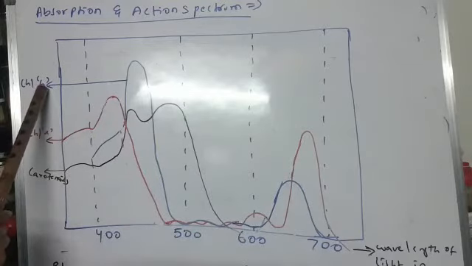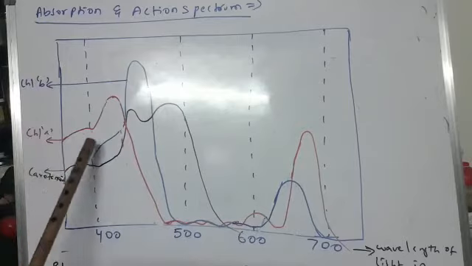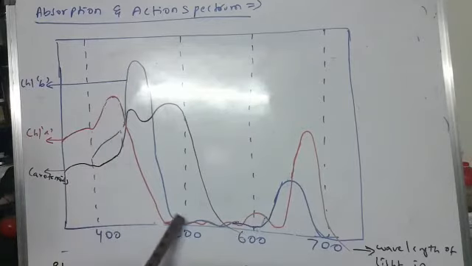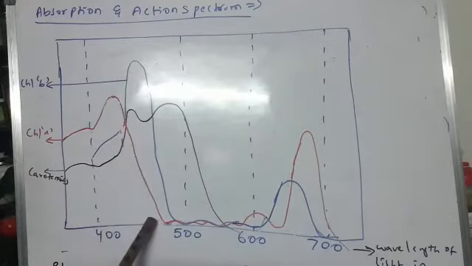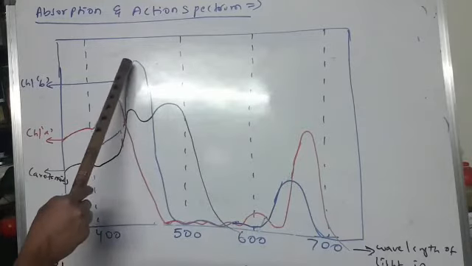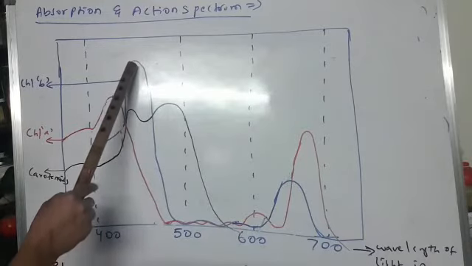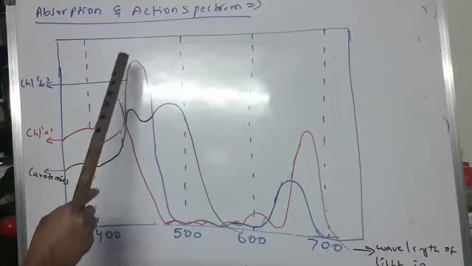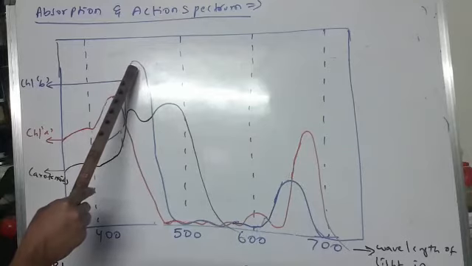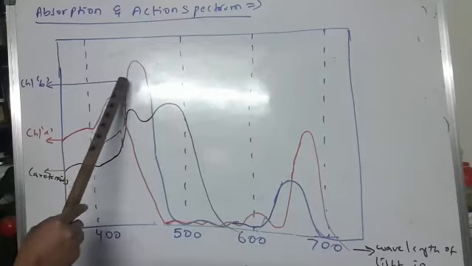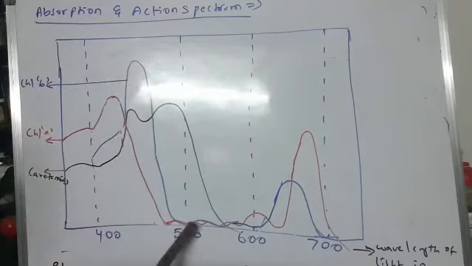Next, chlorophyll B. I have highlighted chlorophyll B with this blue color marker. Which wavelength of light is chlorophyll B absorbing? Again blue light. It absorbs the blue wavelength of light, and that is why we can highlight a peak here. So more blue light it can absorb. There is no absorption in the yellow, orange, and green portions.